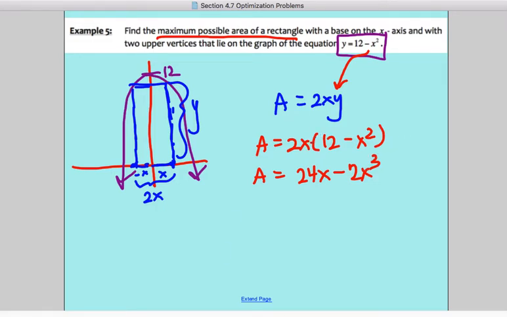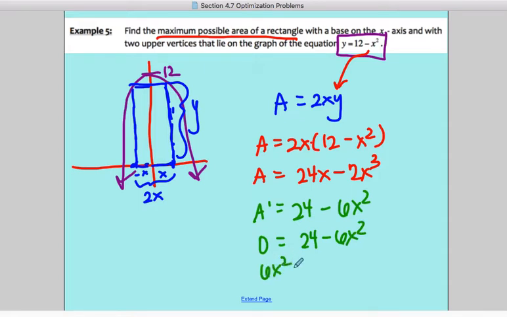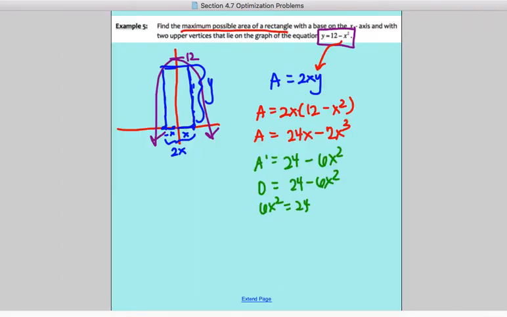Now I take the derivative to maximize. So I'll have 24 minus 6x squared. Then we're going to set it equal to 0. I'm going to add 6x squared to the other side, equals 24. Divide by 6. And then if I take the square root of 4, there are 2 answers, plus or minus 2. Okay, so that makes sense. Really, we're going a distance this way of 2 and a distance this way of negative 2.